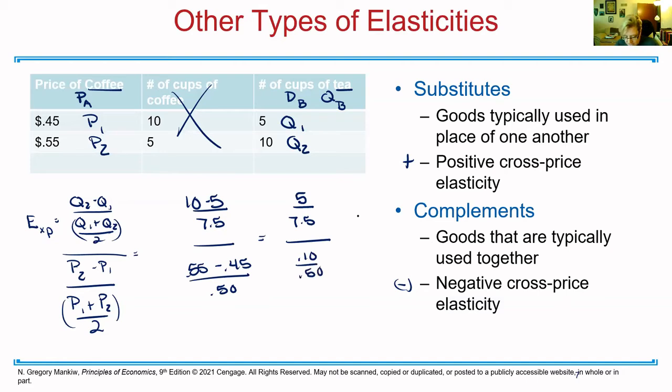Let me just get my calculator. 5 divided by 7.5 is 0.66 repeating over, I think it's 0.20, but I'll double check. Hey, look at that, 0.20. So 0.66 divided by 0.20 is about 3.3. This is positive, and again, pretty positive. So we would say that these two are substitutes. That's all you're going to say.